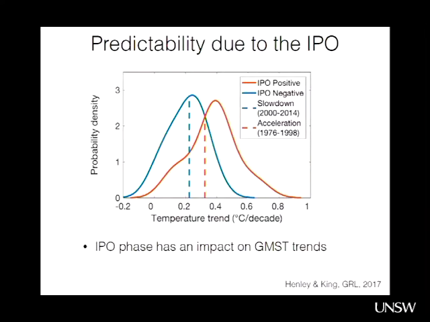If you divide the CMIP5 models up by their temperature trend, depending on whether or not they're having an IPO positive or negative, the two distributions are distinct. So IPO positive is associated with higher temperature trends. And if you look at the hiatus that everyone got very worked up about, the slowdown in global temperature, that was this line. So that's right in the middle of an IPO negative phase. And then the acceleration that was before that was associated with an IPO positive phase.